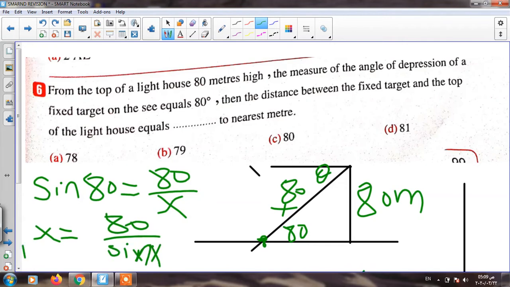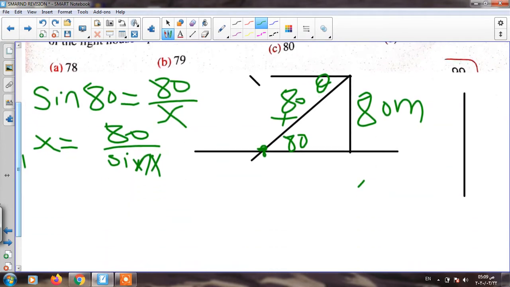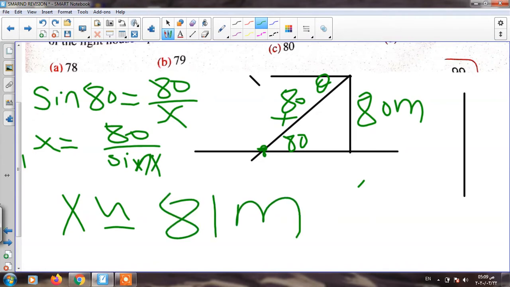Use your calculator to find that x approximately, I think it's 81 meters. X is going to be 81 meters. Yes, 81 meters. Next question.